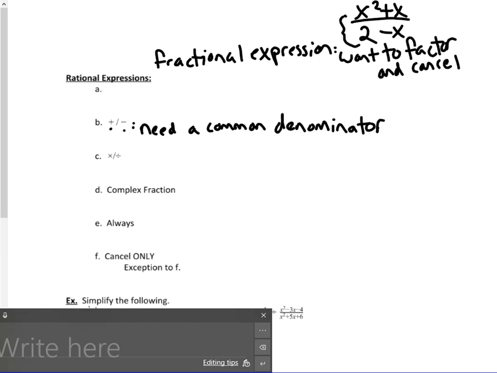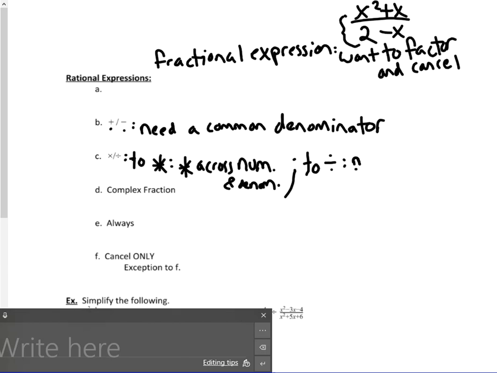All right, and when we multiply and divide fractions, so to multiply, I'm going to put this little star, to multiply, just multiply across the numerator and the denominator. You don't need a common denominator. Multiplication is a bit easier than addition and subtraction.